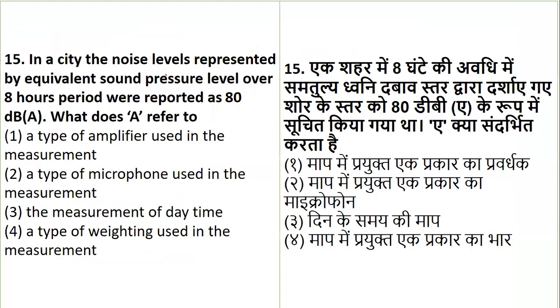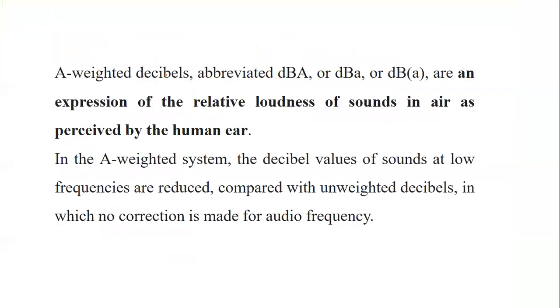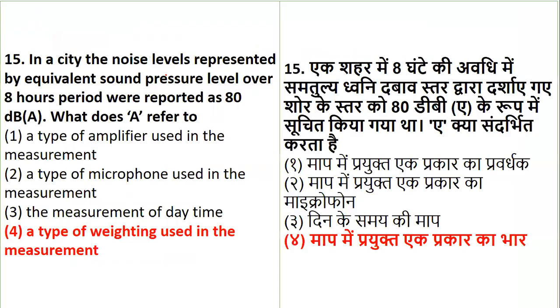Okay, we now have the 15th question. In the city, the noise level, presented as sound pressure over an 8-hour period of time, is reported at 80 dBA. So what does A stand for? Whether it's amplifier, microphone, the measurement of daytime, or the type of weighting used in measurement. What does the A denote? A denotes the type of weighting used in measurement.